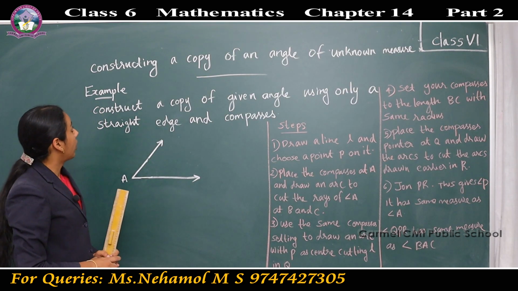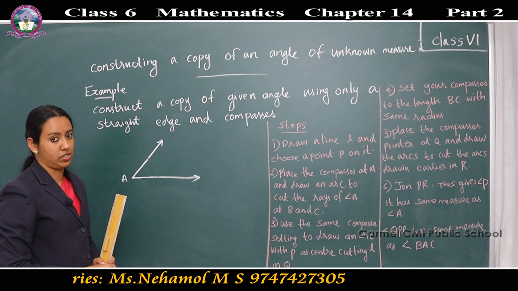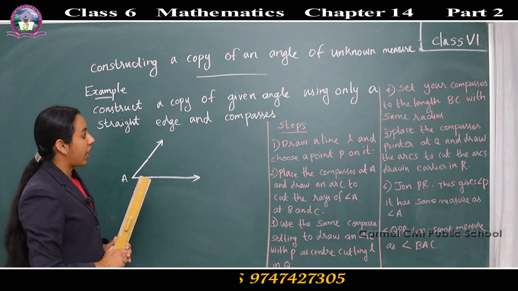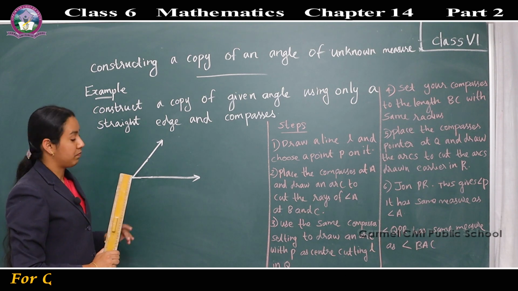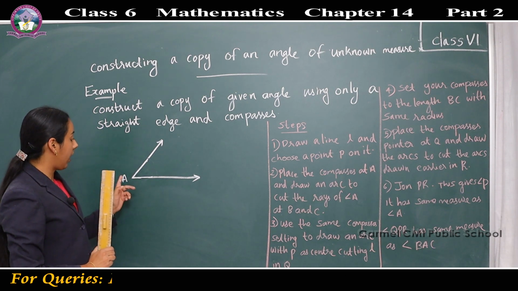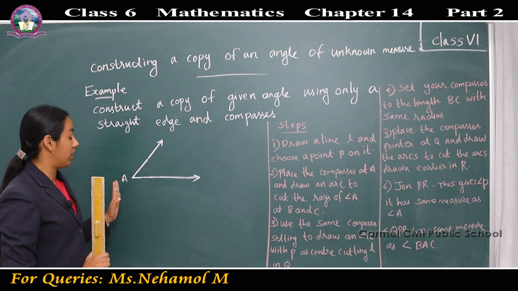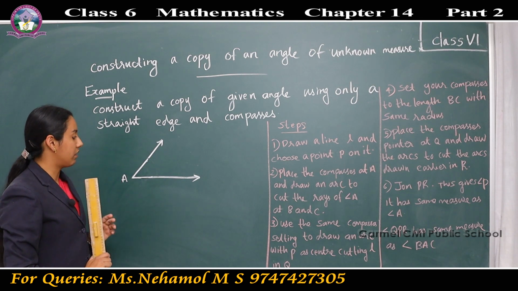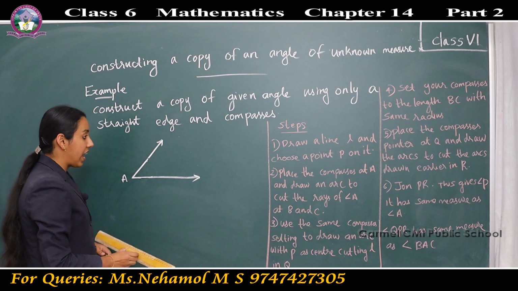Next topic, constructing a copy of an angle of unknown measure. Example, construct a copy of given angle using only a straight edge and compasses. One angle is given here, angle A. We have to construct a copy of this angle with the unknown measure. How can we construct it? These are the steps. First we have to draw a line L.